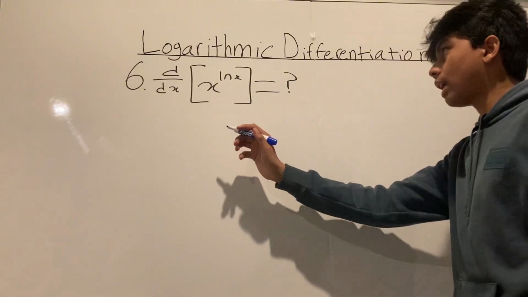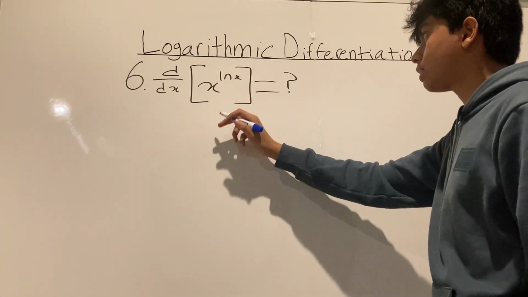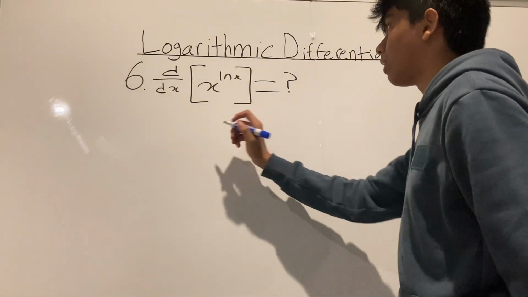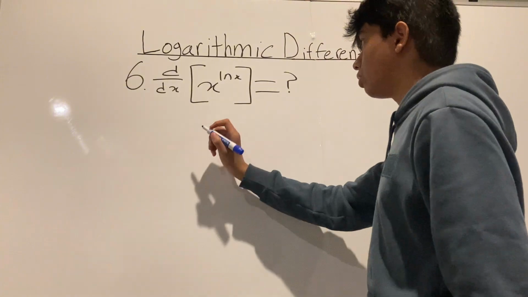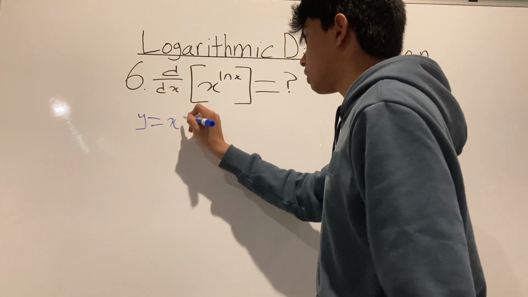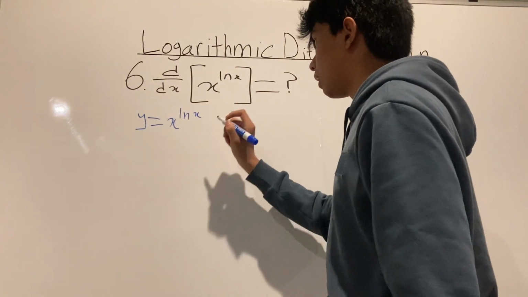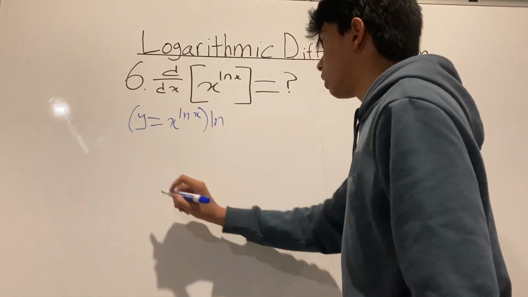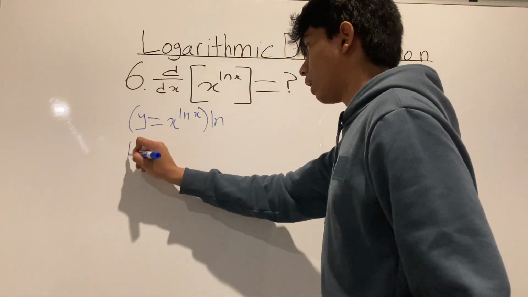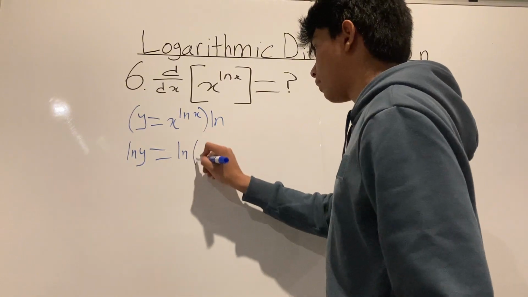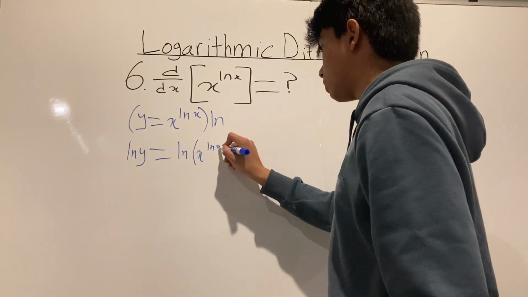Okay, question 6 we have, find the derivative of x to the ln x. We can use the same strategy as we did for number 5. So let's set this equal to y. y equals x to the power ln x. And once again, let's take the ln of both sides. Now we have ln y equals ln of x to the power ln x.